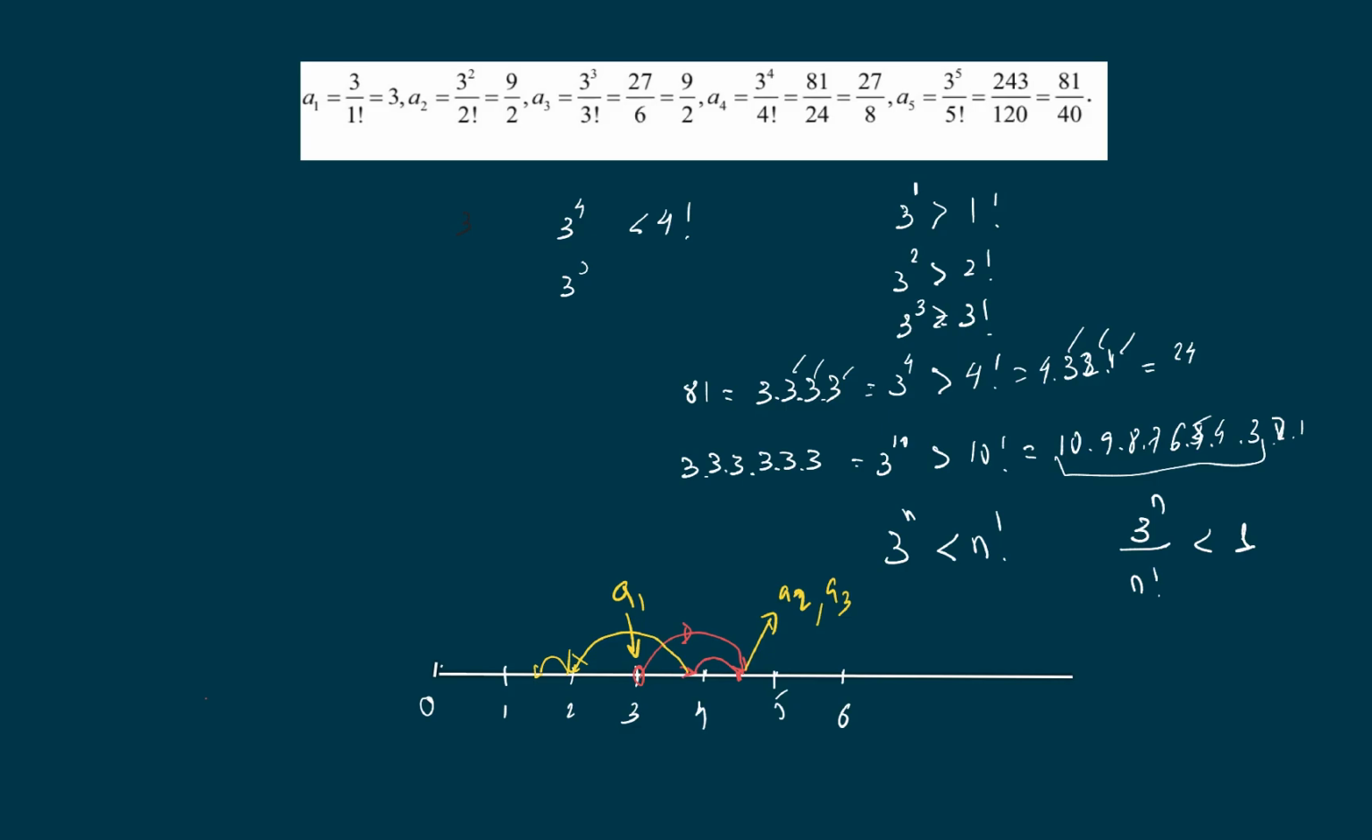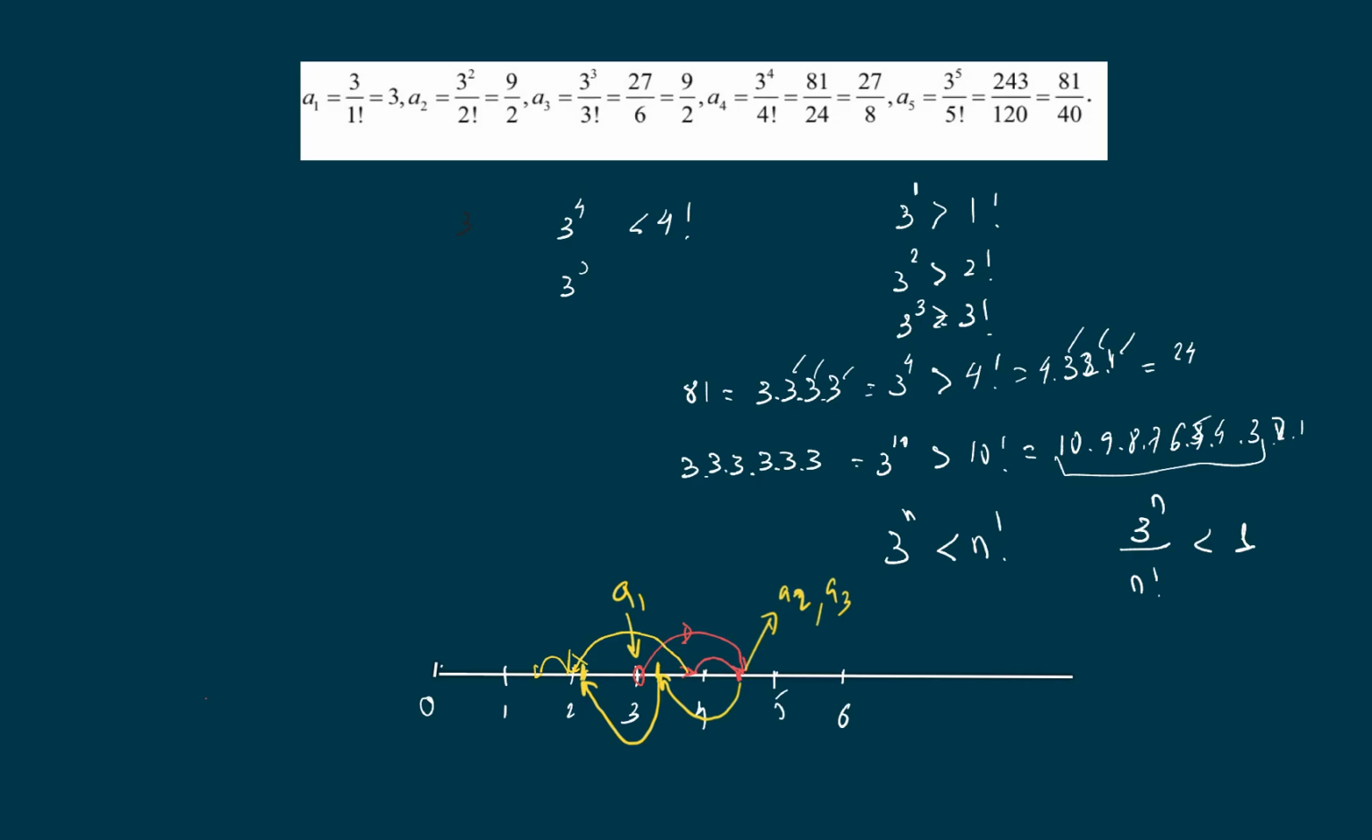a4 is 27 divided by 8, which is 3 point something. So a4 will be here, so it will jump to here. And a5 will jump to almost 2. So a5 will jump like this. This is a5.